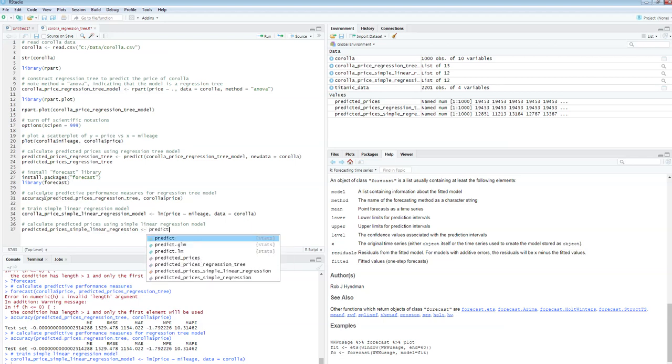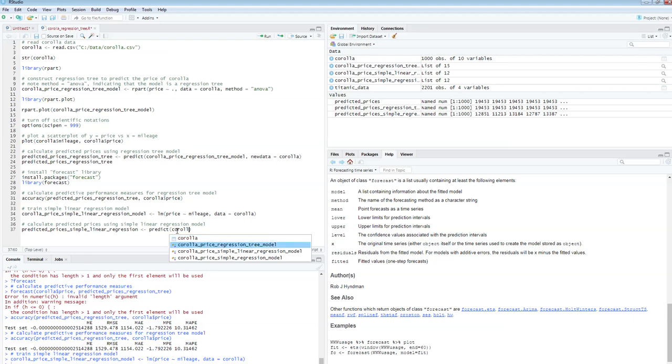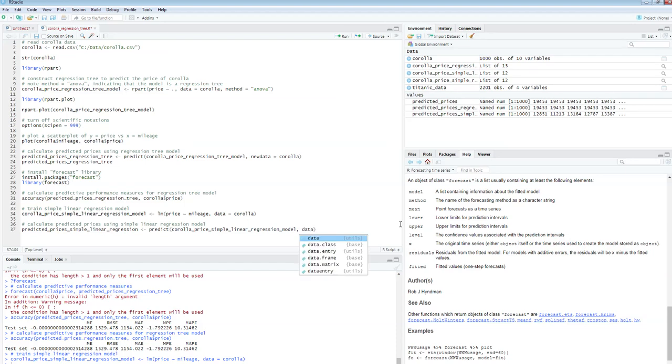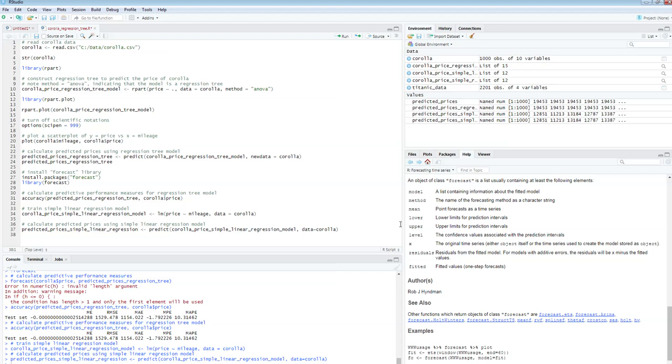So I'm gonna use the same function predict, and just like before, for the function predict, I have to send what is my model and what is my data. So my model is, I just trained it, it's called Corolla price simple linear regression model right here. And my data that I'm using is Corolla. There you go. So now I run my model, and I got my predictions, using a different model.